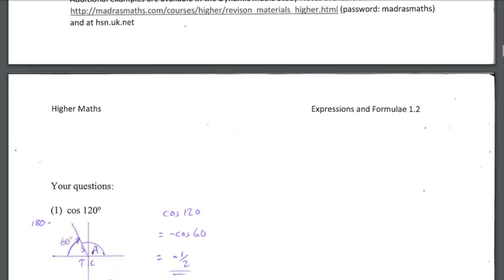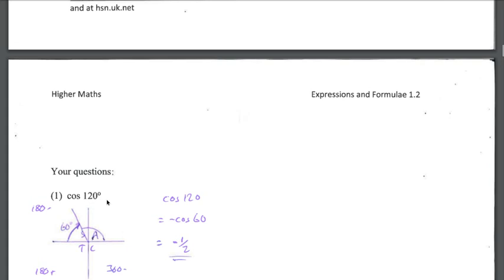And hopefully you've had a go because you paused the video. So cos of 120, so going in the anti-clockwise direction here. So that's 120 degrees. So this is 90 to get to the vertical line, then a bit more. So that'll be 180 minus 60 to get here. So the cos of 120 is same as the negative cosine of 60.